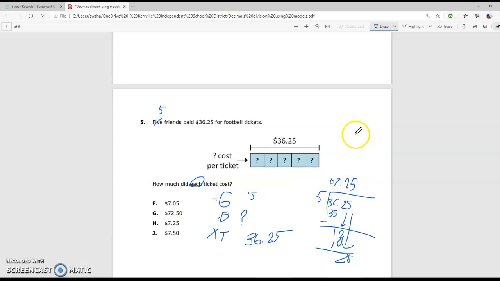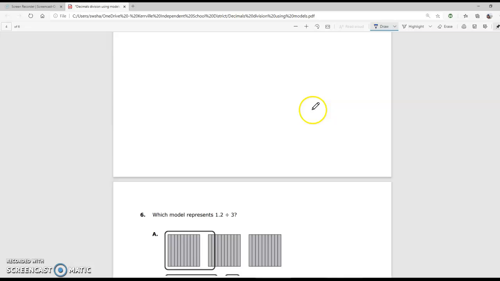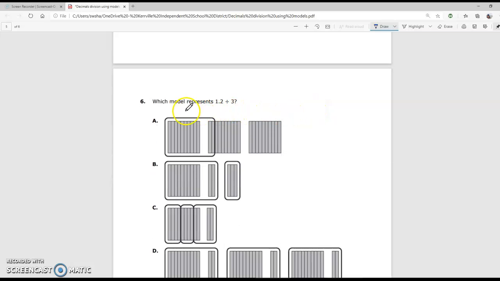7 times 5 is 35, right? And a quarter times 5 is $1.25. A quarter, 50 cents, 75, $1, and $1.25. So you know 25 cents times 5 is $1.25. So if you do that, that would be $36.25. So my quotient is correct. So it should not be $72, it should be $7.25. Okay.